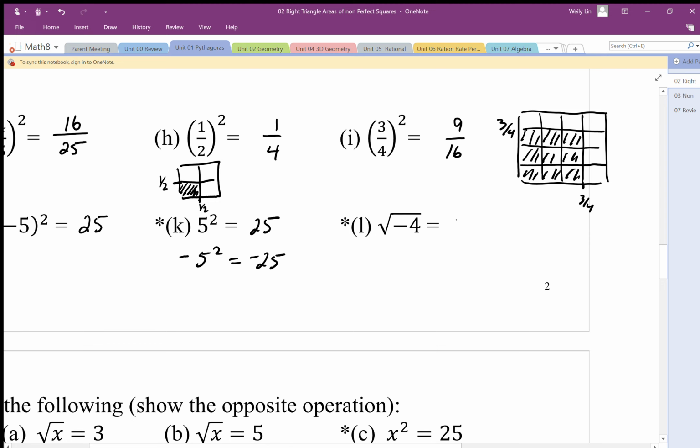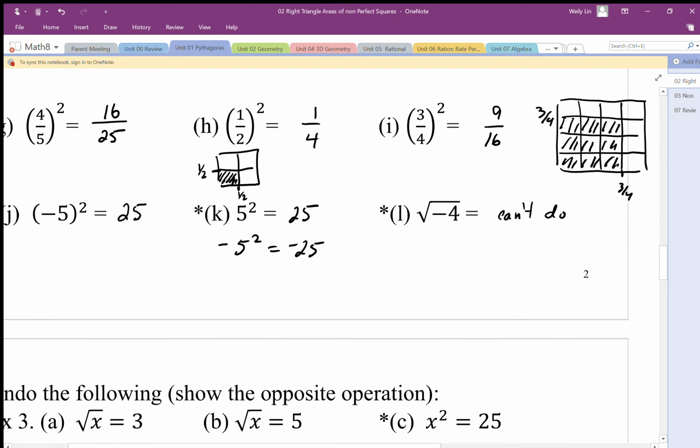So this is not possible. Or we're going to say it does not exist. Well, actually, that's not quite correct. We'll just say we can't do this for now, because this ends up as something we call imaginary numbers, which you may work on later on in higher level grades.